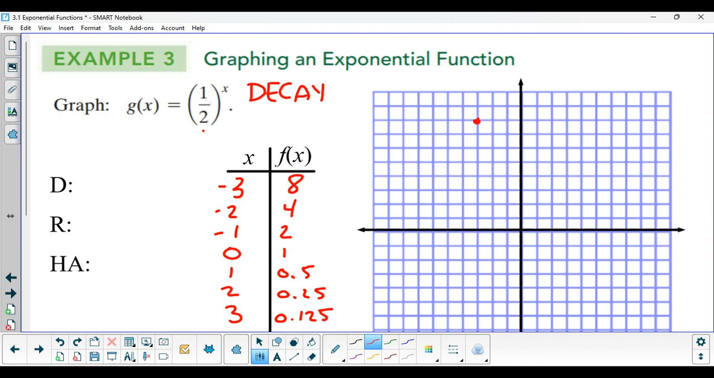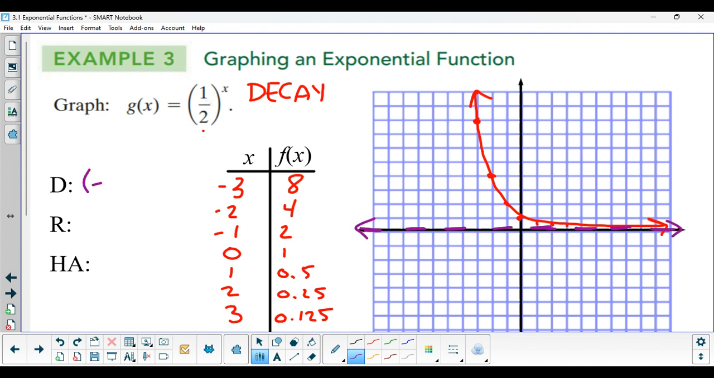As we plot all of our points, we have -3 and 8, -2 and 4, -1 and 2, 0, 1. And then now is where it becomes difficult to graph because the numbers get really small. But as we connect the points together, we see that it does show that exponential decay pattern. It's going downward as we go left to right. So the line that it gets really close to, that asymptote, is going to be right here in purple, once again right along the x-axis.